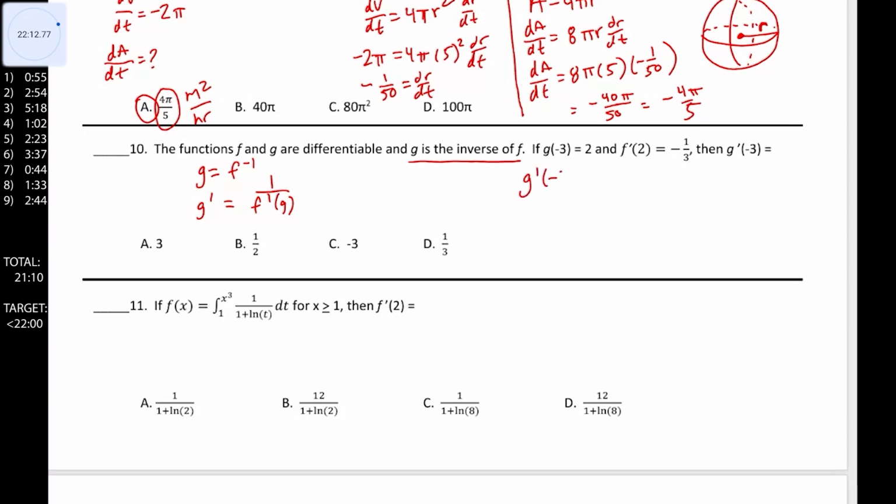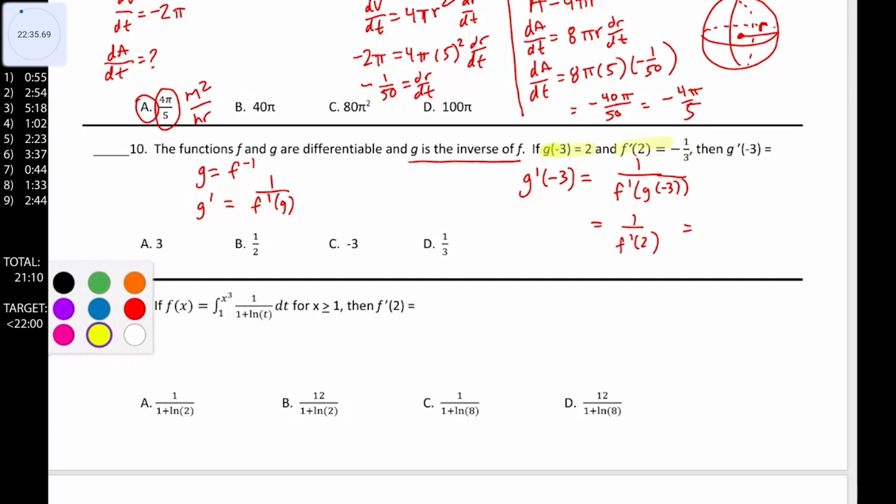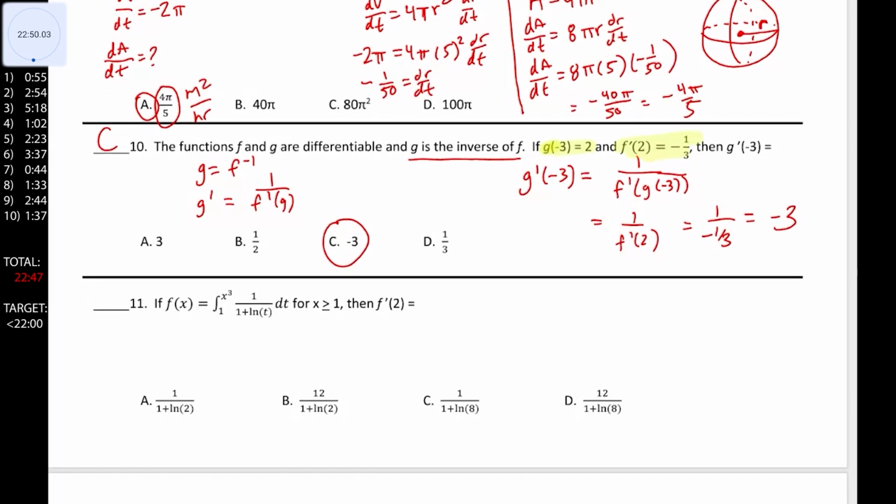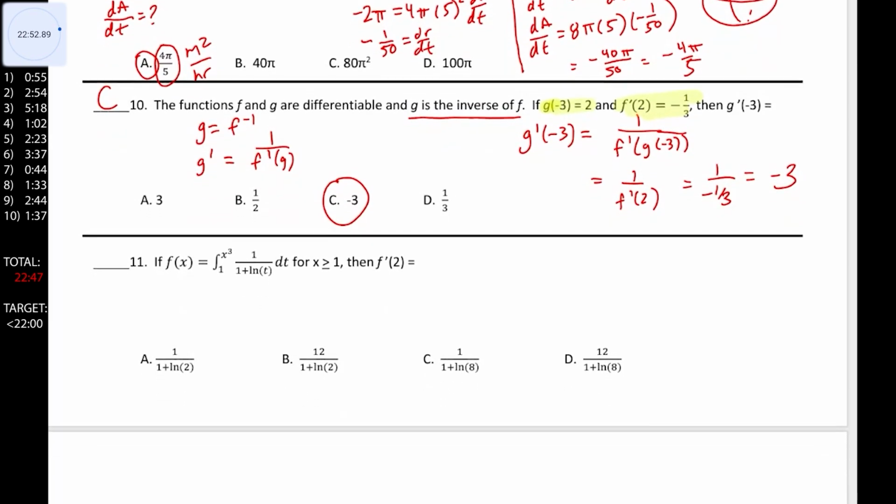So if we want g prime of negative 3, that's going to be 1 over f prime of g of negative 3. And this g of negative 3 is given in the problem. It's 2. So we've got 1 over f prime of 2. And f prime of 2 is also given in the problem. F prime of 2 is negative 1/3. So this would be 1 divided by negative 1/3, which is negative 3. So yeah, if you're not familiar with that derivative and inverse property, make sure that you review that.